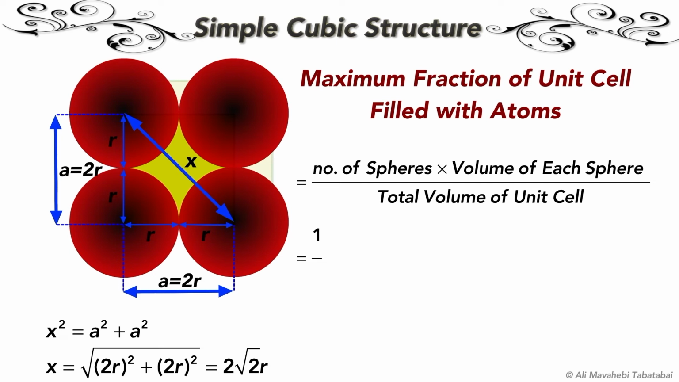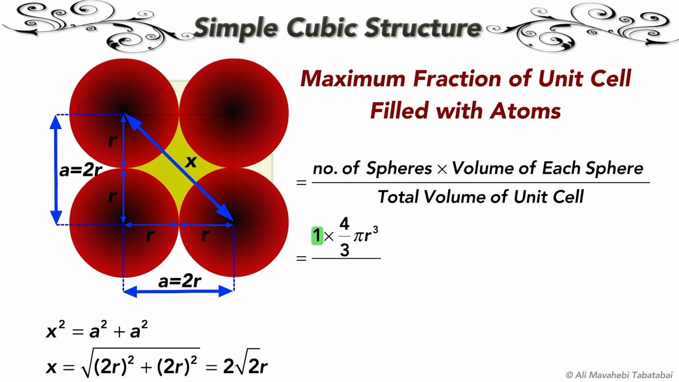The volume of each atom, which is the same as the volume of each sphere, is 4 divided by 3 times pi times radius r to the power 3, and I multiply this number by 1. And why 1? Because as I have just explained, the total number of atoms per unit cell is 1. This is the numerator of the fraction.